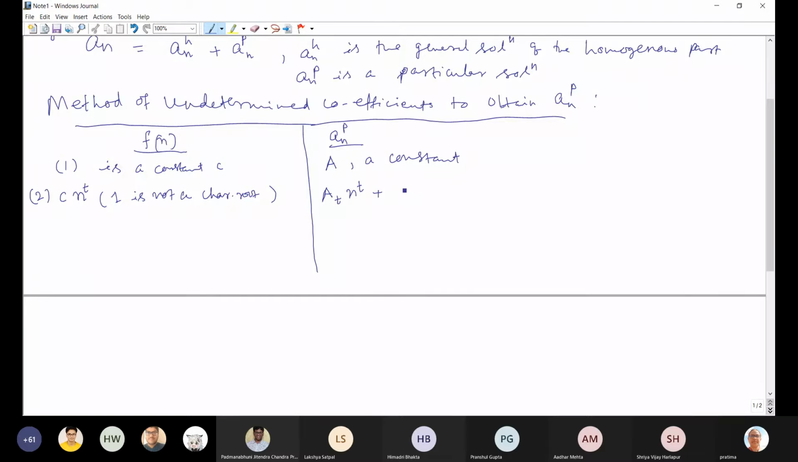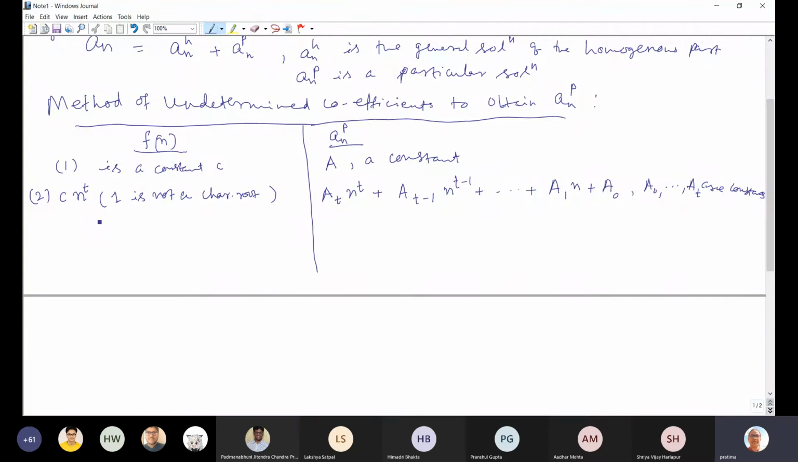plus the same t in the left hand side. This t is coming from there. n to the power t, that power is there. And a_{t-1} n to the power t-1, we have to substitute as a polynomial for this particular solution: a_1 n plus a_0, and these are all constants actually. These a_0 to a_t are constants.